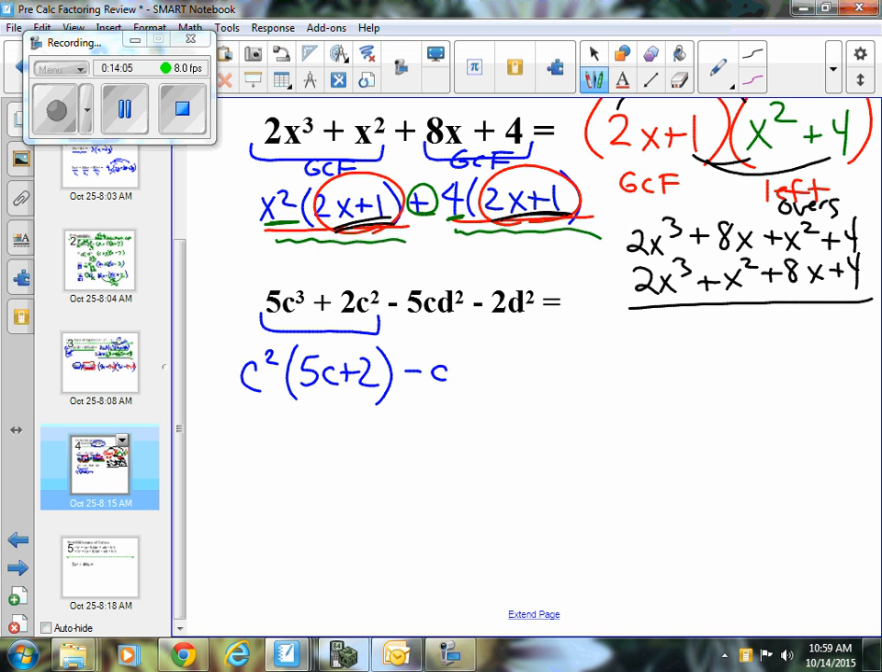Looks like I can pull out a d squared out of each of them. And that would leave a negative times a positive 5c. And a negative times a positive 2 would give me those 2 terms. So be careful on those signs. Now look at what you have left over.